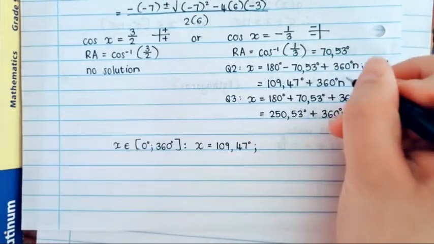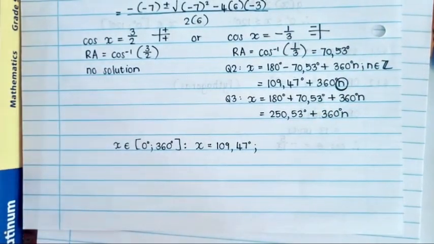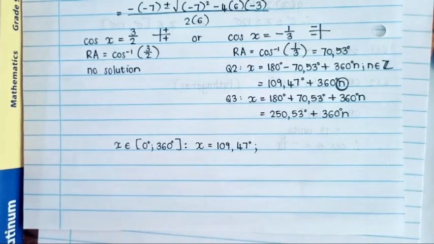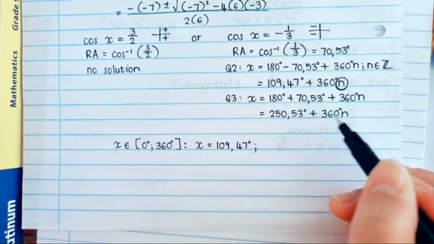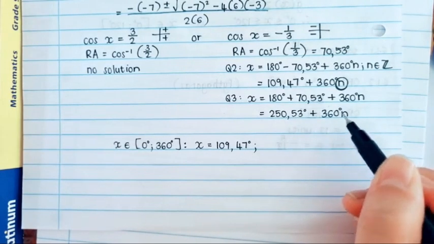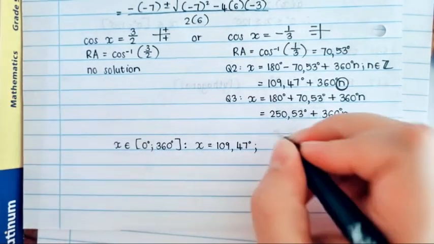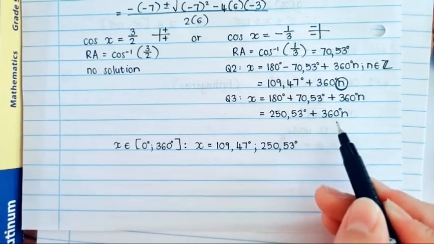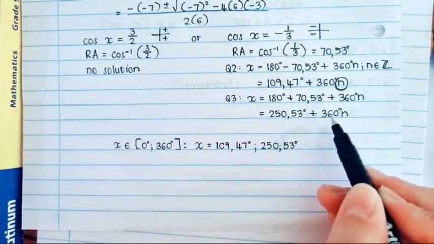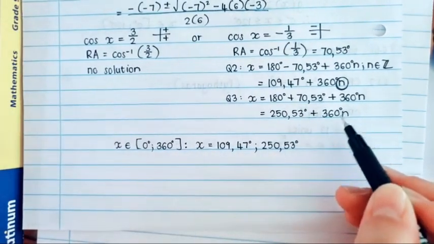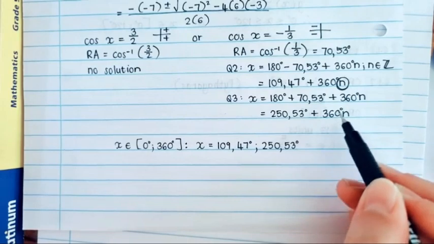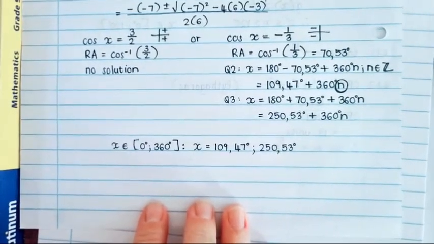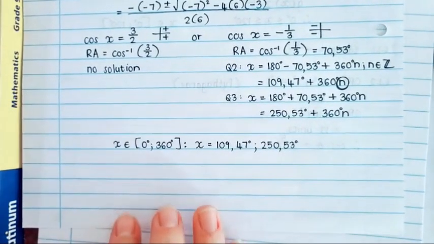Okay, so if they've asked you for specific solutions, you are going to substitute n values. I always start with 0, then I do 1, then 2 if possible, then I do -1, then -2 if possible. Okay, for this one, if I make n equal to 0 here, it's 250.53 plus 0, so that's just 250.53, and that does lie between 0 and 360. So 250.53 degrees. If n is 1, it's going to be 250.53 plus 360, which is too big. It's bigger than 360. If n is -1, it's 250.53 minus 360, which is going to give us a negative number, so that's too small. So these would be the only two possible solutions between 0 and 360.